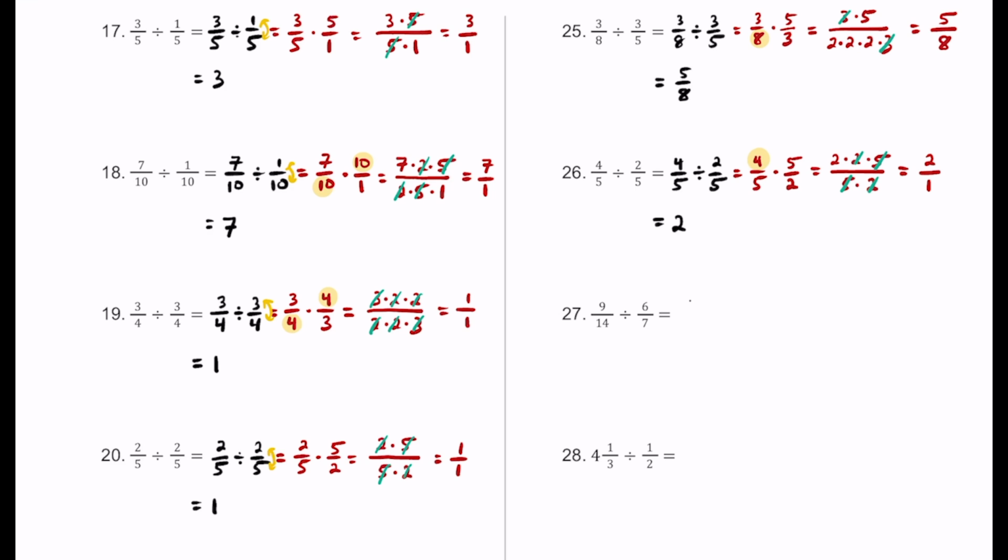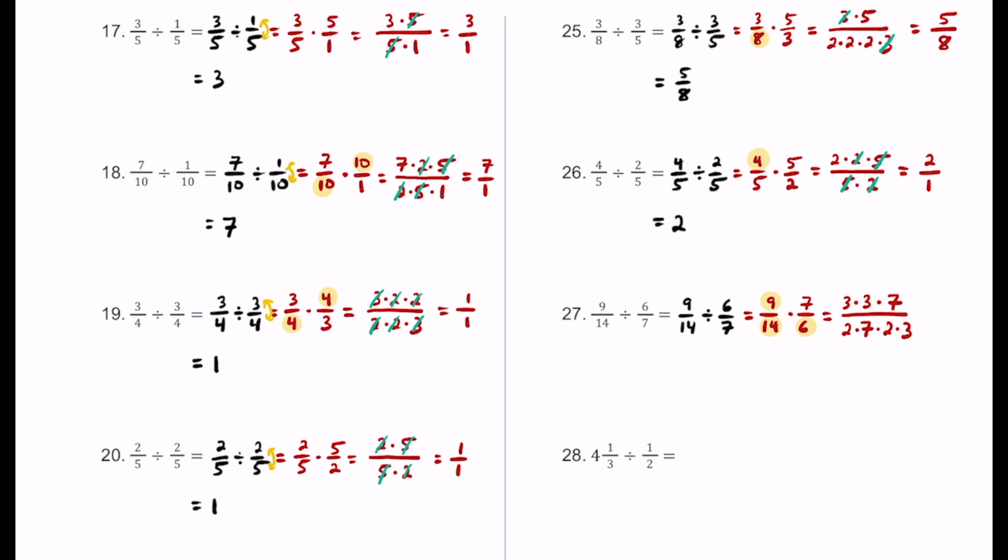For number 27, we have 9 over 14 divided by 6 over 7. Alright, so as a multiplication problem, this would be 9 over 14 multiplied by 7 over 6. Alright, so let's see what can be broken down. So 14 is composite, 6 is composite, they're both even numbers, and 9 is composite. So 9 breaks into 3 times 3, and the 7 is already prime. 14 on the bottom breaks into 2 times 7, and 6 breaks into 2 times 3.